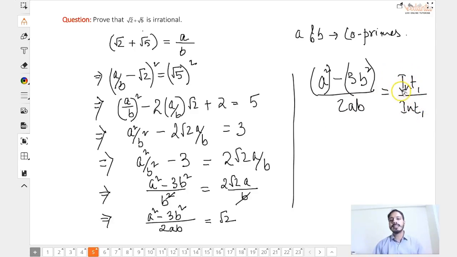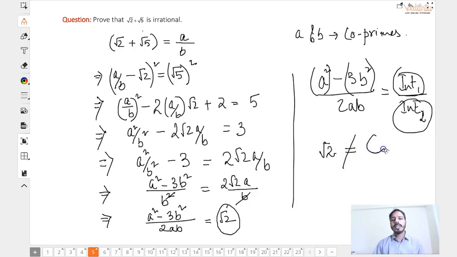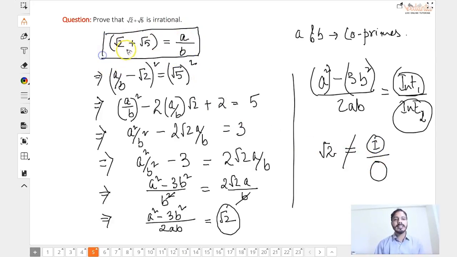And you see, this is a ratio. That means integer 1 by integer 2 is nothing but a ratio. Whereas we know that root 2 is irrational number. So from here we can say that root 2 cannot be equal to ratio of two integers. That means whatever we have considered, that this is a rational number, this is wrong. So this contradicts our assumption.